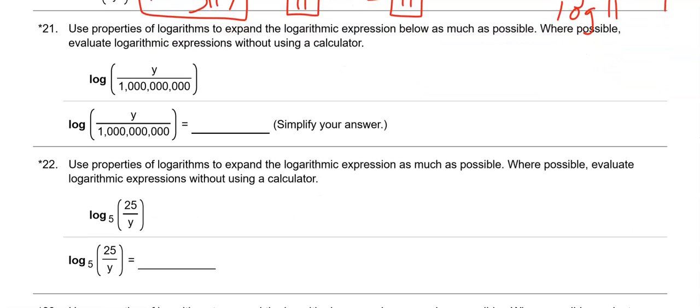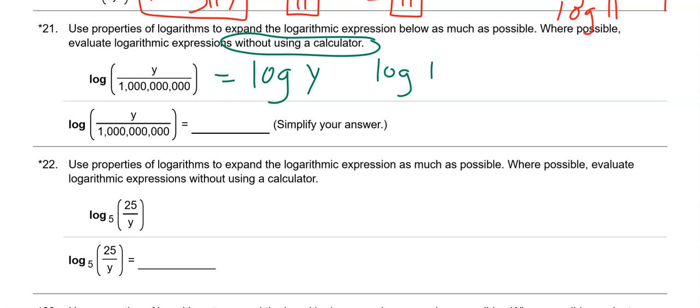Now, question 21. This is a base 10. These questions say things like log without using a calculator. So without using a calculator, we would have to change to exponential form to look at it. Since I see division, what operation am I going to put in between there? I am really hoping that you said subtraction, because you would be right, because division changes to subtraction when you expand.